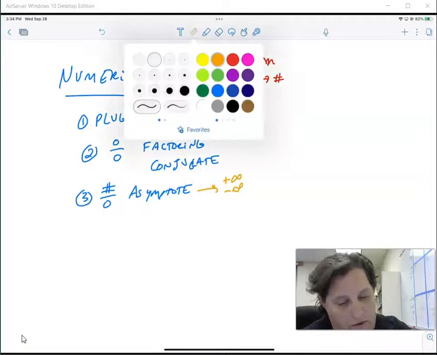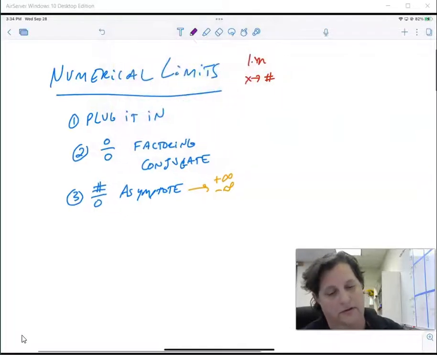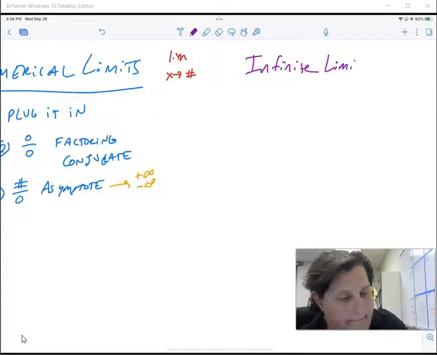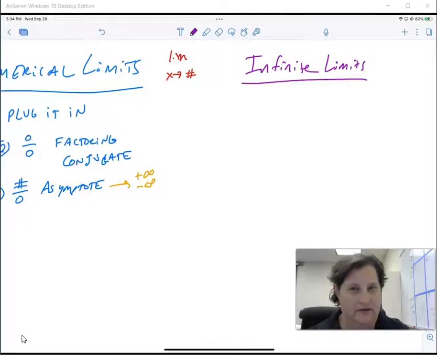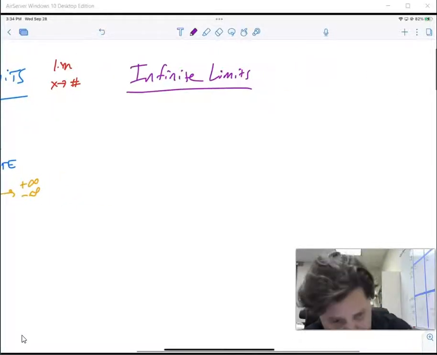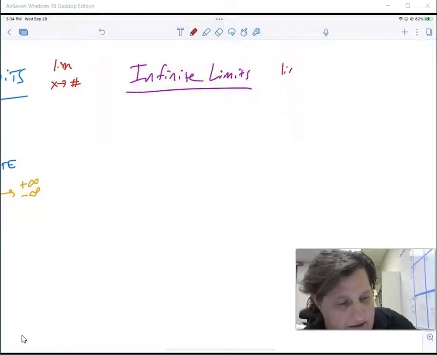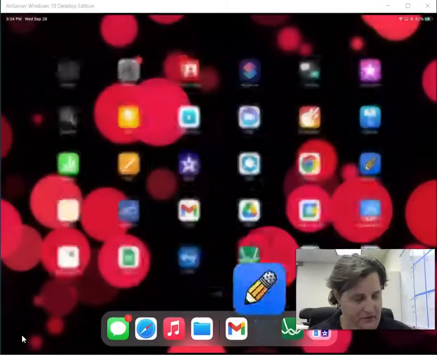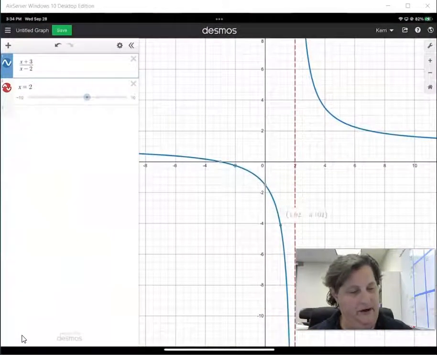Now, when we're talking about infinite limits, I think this explains it a little bit better, so I'm going to explain it like this. Infinite limits are where we have the limit as x approaches infinity or as x approaches negative infinity. Let's look at a graph really quickly to interpret an infinite limit, okay?